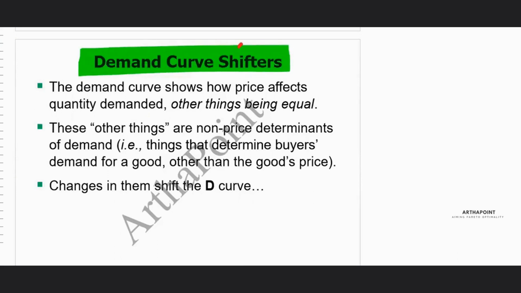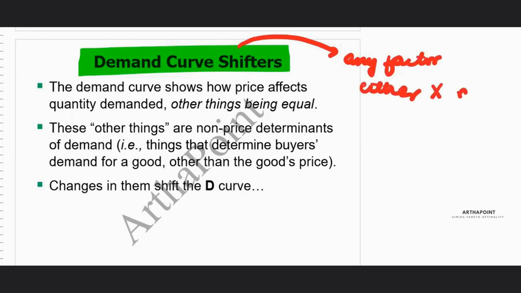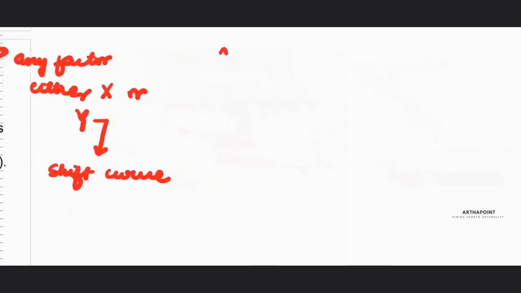This is a general rule. Any factor that does not come on either the X or Y axis, so if the factor is neither on the X axis nor on the Y axis, always leads to a shift of the curve, whichever curve you talk about, micro or macro. If that factor is not on the X or Y axis, it will lead to a shift of the curve. What do I mean by that?